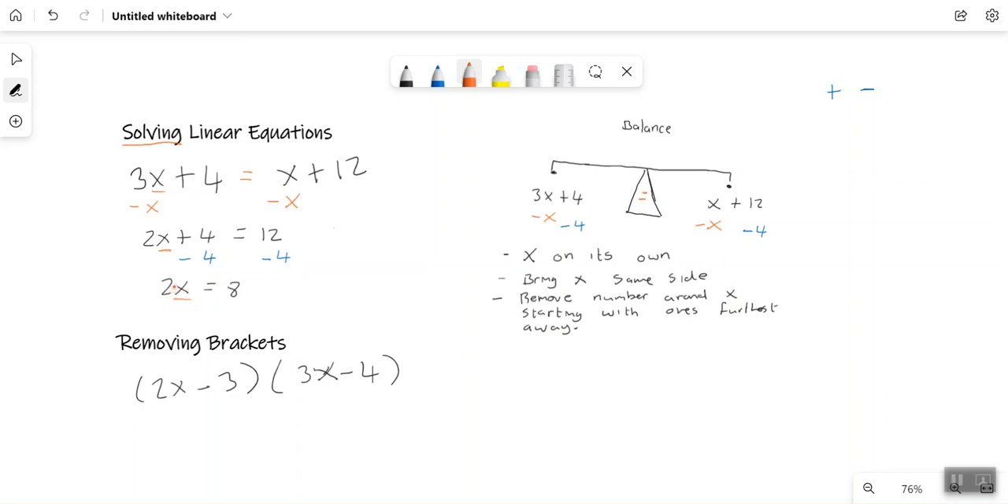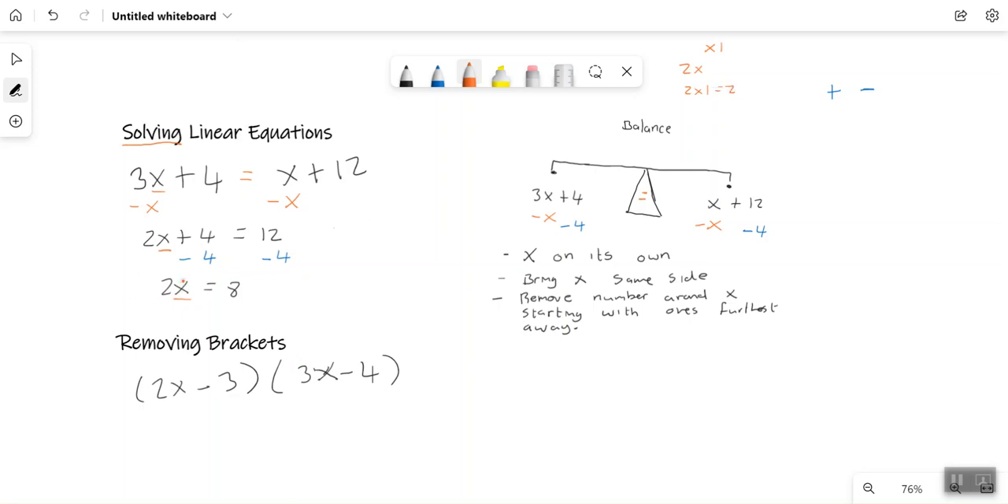Now, notice when I have 2x like this, that means 2 multiplied by the value of x. So if x was equal to 1, that would mean 2 multiplied by the value of 1, which is equal to 2. So that's what that means here.